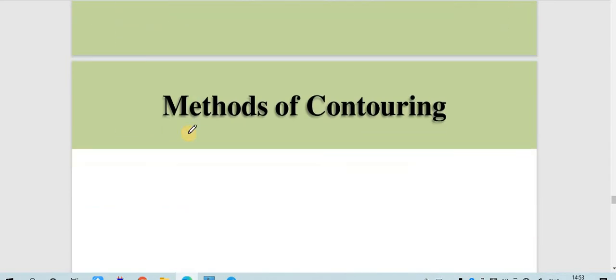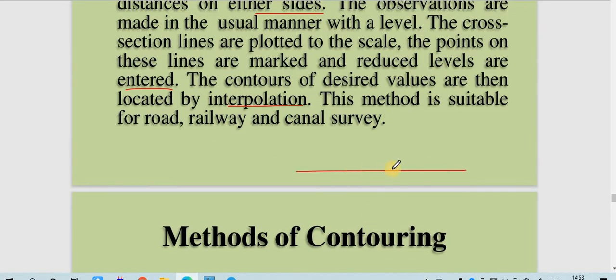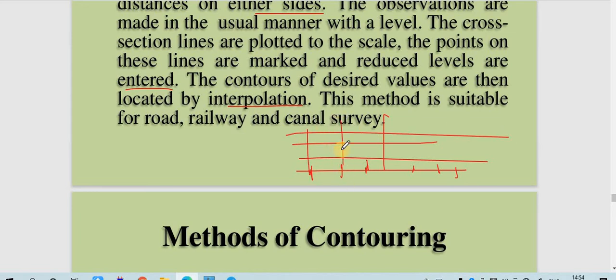I think this is your radial method. Cross section method is not given. Cross section method is somewhat like this. You have to draw cross sections in between your survey line, and at regular intervals you will have to take points, and then you have to find out the elevation of these particular points, these corners, and after that you have to prepare a contour line.